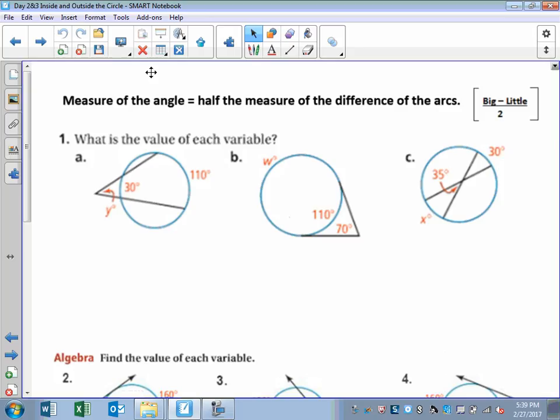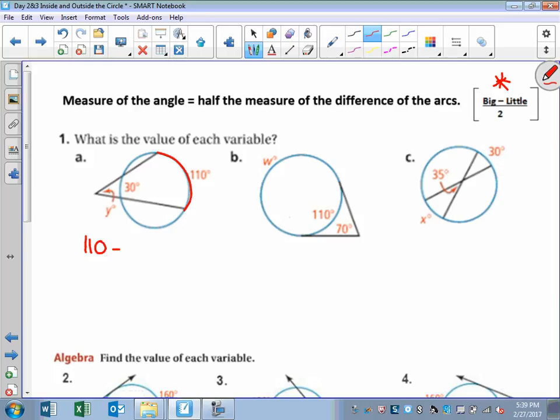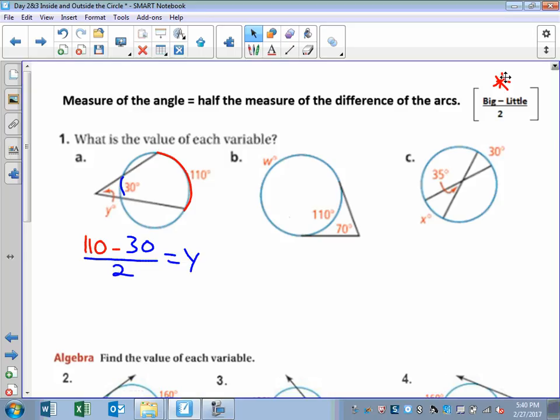So if we look at what we're going to do, one of our main formulas is going to be big minus little divided by 2. So big angle minus little angle divided by 2. So if we look at the first one, we got big minus little is going to be 30 divided by 2, and that's going to give us y. 110 minus 30 is 80 divided by 2. We should get 40 is equal to y. So that's pretty simple.